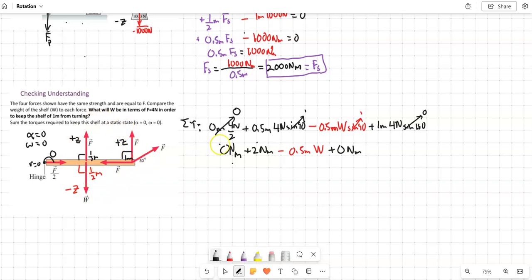And it's located 1 meter out. So that's going to be positive 1 meter, 4 newtons, sine of 90 degrees, which is equal to 1. So this is going to be 4 newtons times 1 times 1 meter, which is going to result in 4 Newton meters.